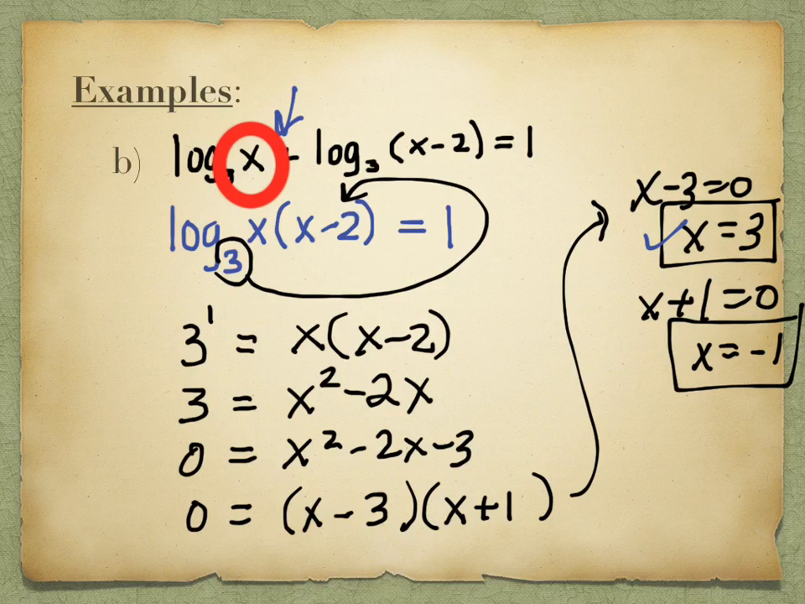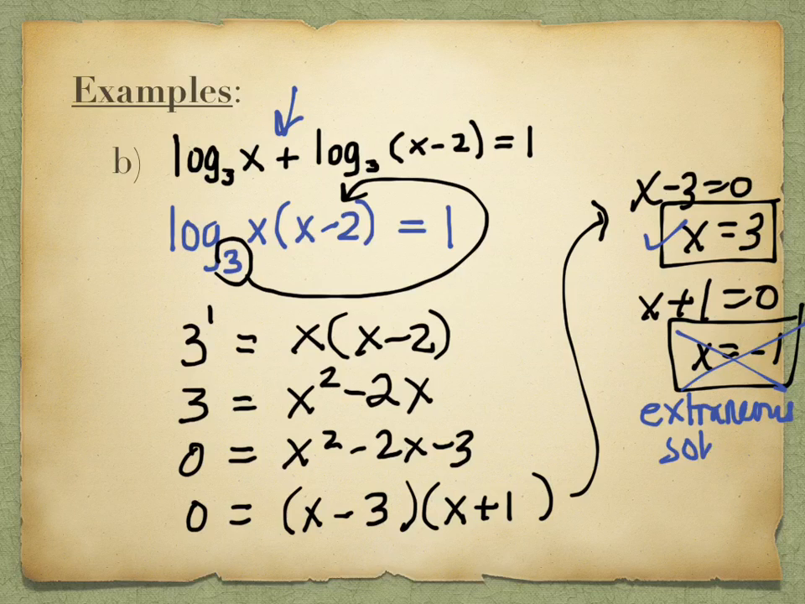You can't take a negative. I cannot have a log of -1, natural log or any log. So there is no log of -1 allowed. What that means is that this value right here is what we call an extraneous solution. And you have to check for those.